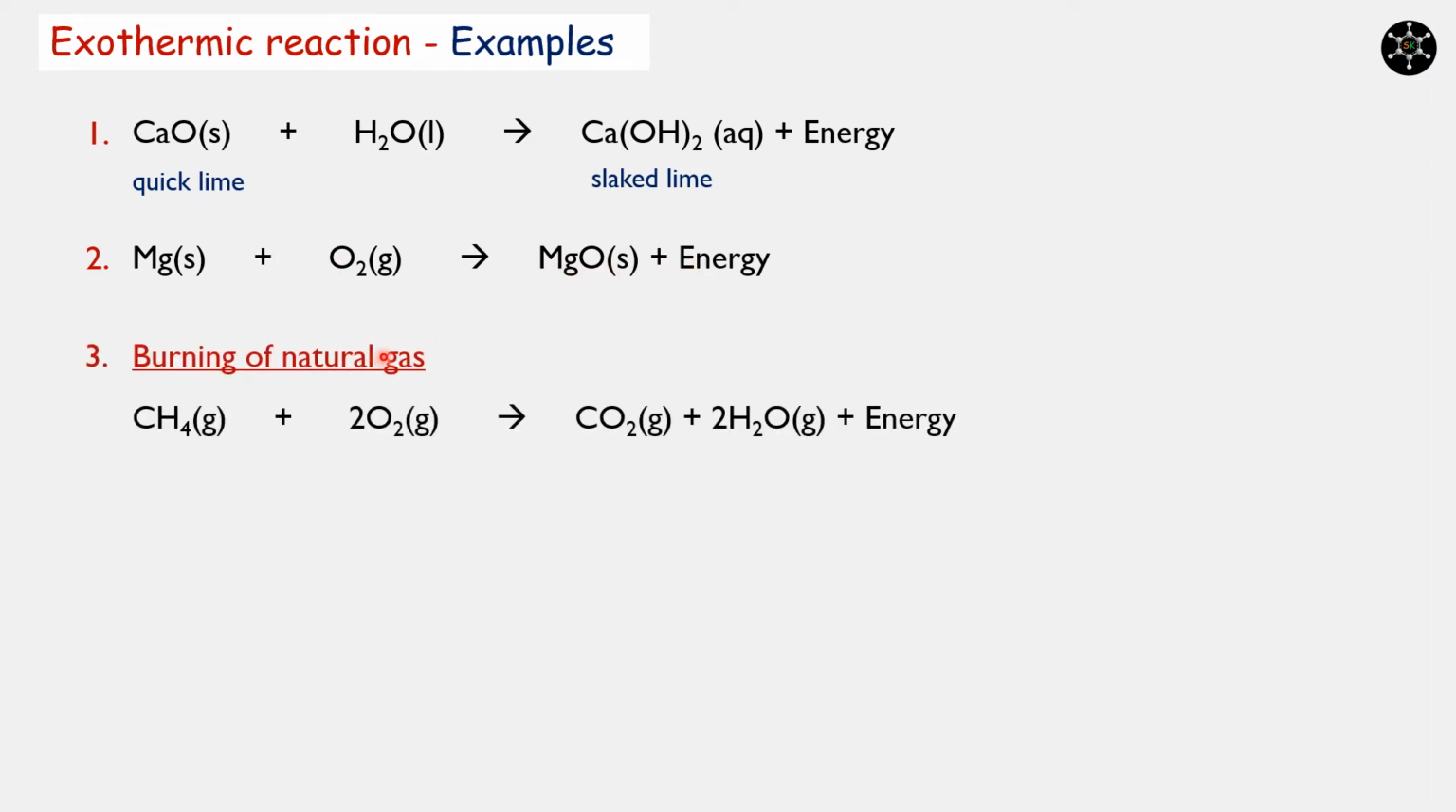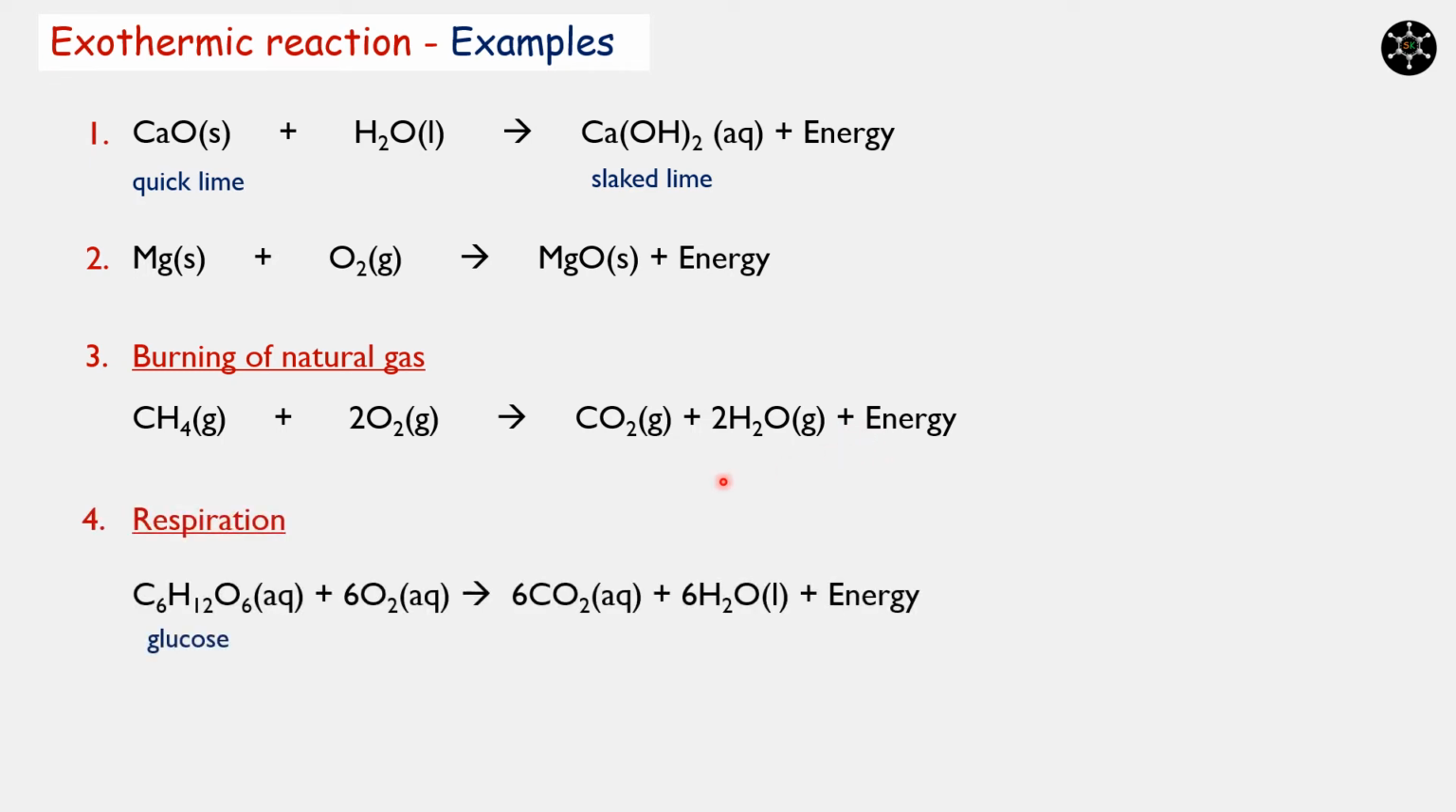Burning of natural gas is also an exothermic reaction. Natural gas is nothing but methane. Burning means treating methane with oxygen. This reaction gives carbon dioxide and water as products, plus energy gets released. This energy we use for cooking and other purposes.